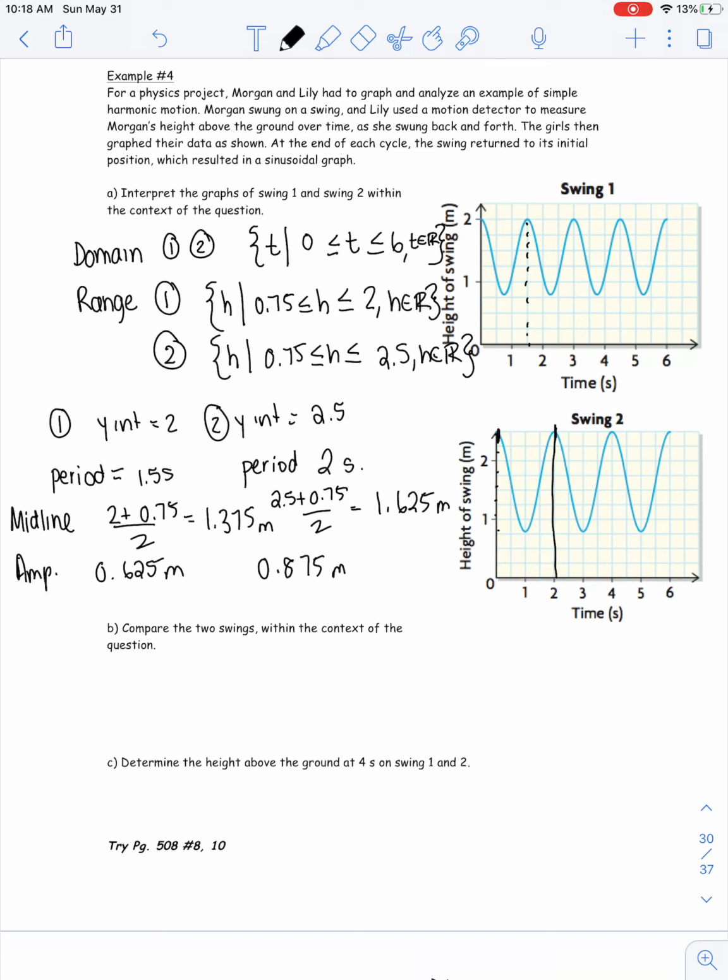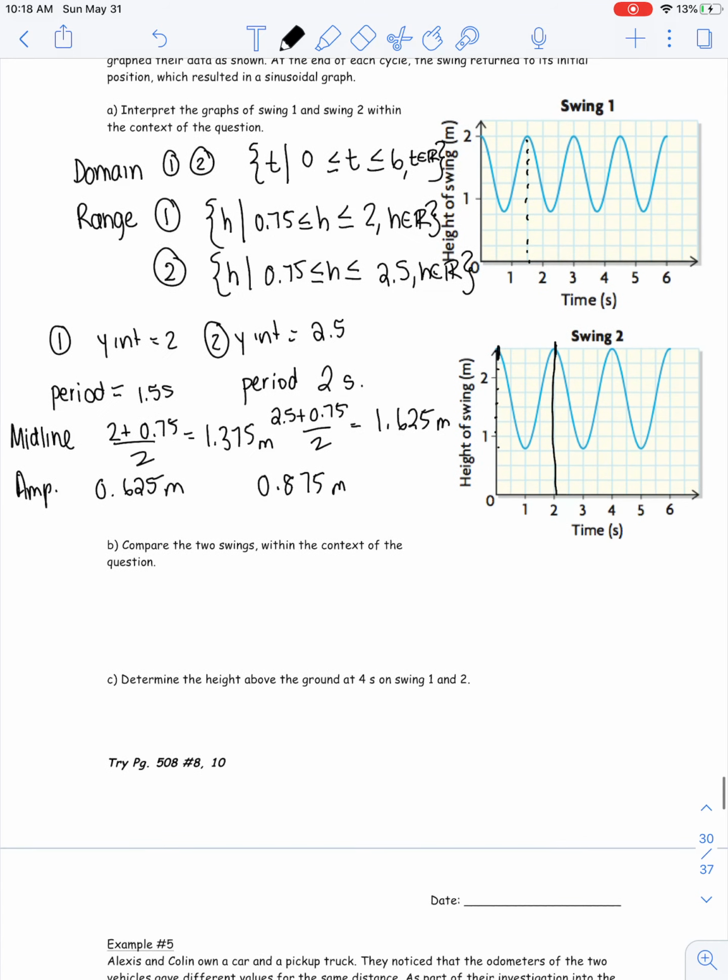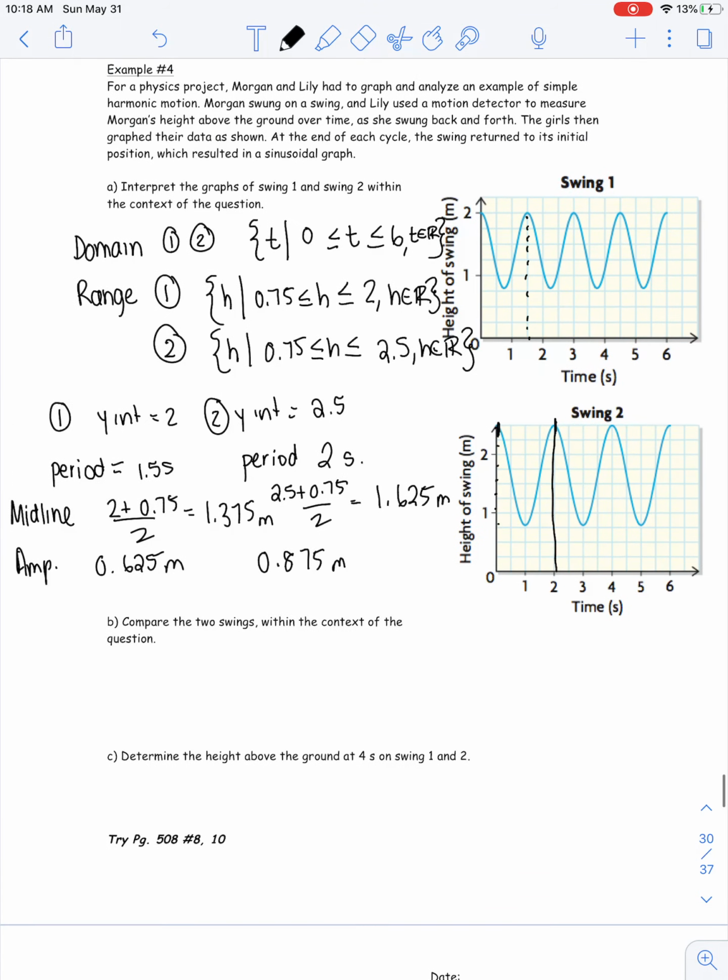So when comparing the swings, we know that swing number 2 has a greater radius, it has a higher midline, it has a longer period, and the y-intercept, the starting point above the ground, is higher for swing number 2 as well. So that would be just comparing them in the context of the question.